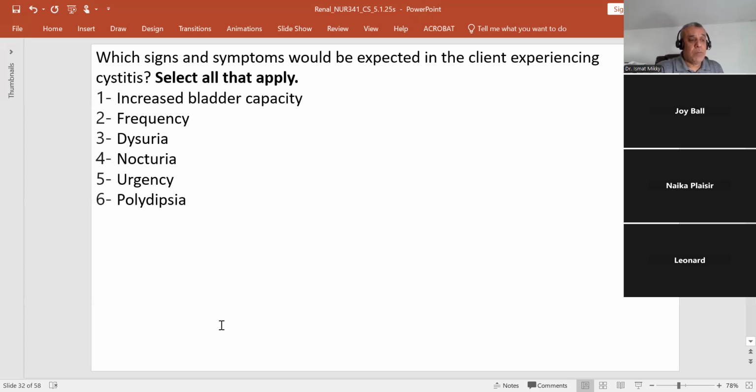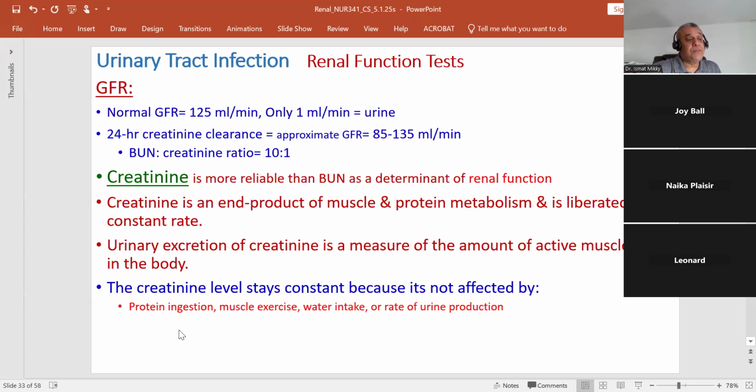So you can add nocturia to the frequency, dysuria, and urgency. If you want to remember it, just remember the acronym FDNU. Most of the questions on select-all-that-apply when it comes to UTI will include frequency, dysuria, and urgency. Other questions would include nocturia. So FDNU or FDU, those are the classic signs of UTI. All patients with UTI complain of these symptoms.